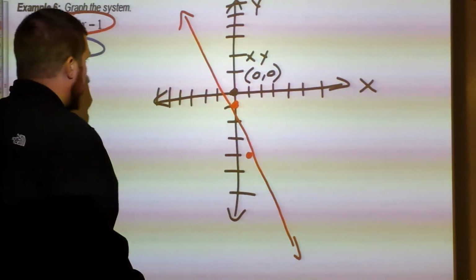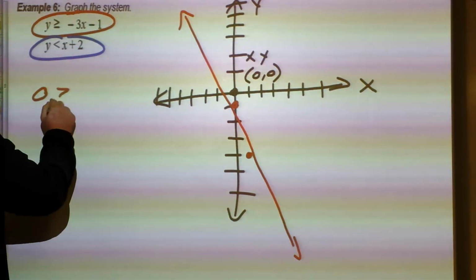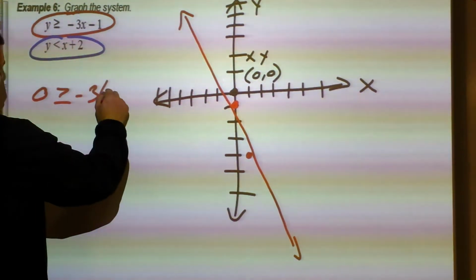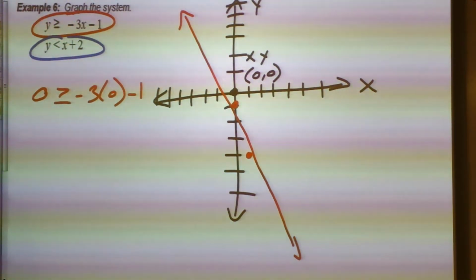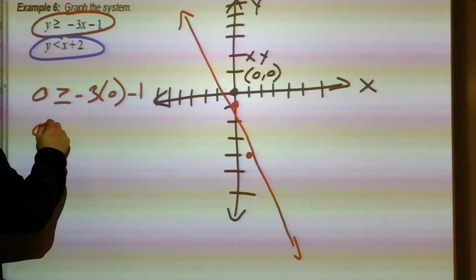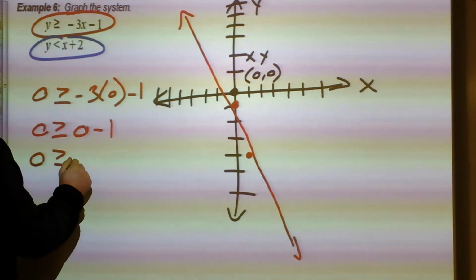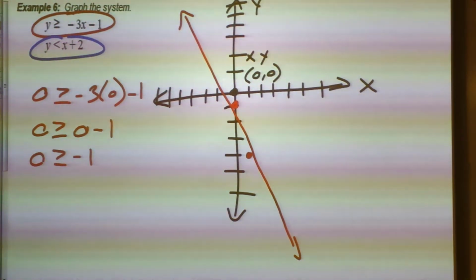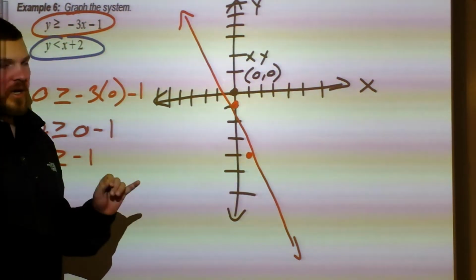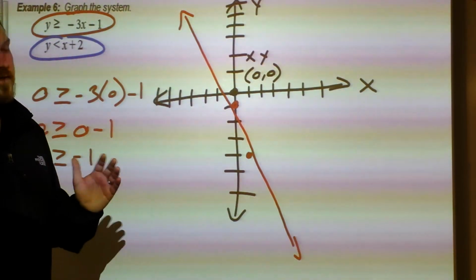Okay, so let's do our scratch work. So 0 greater than or equal to -3 times 0 minus 1. Okay, let's clean it up. 0 greater than or equal to 0 minus 1, and 0 is greater than or equal to -1. 0 is bigger than or equal to -1. That's true. That makes sense.